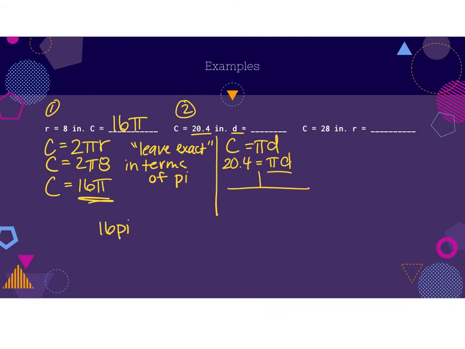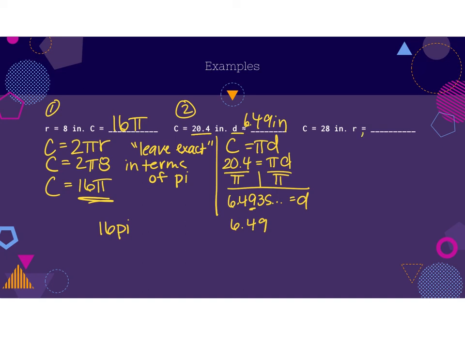We're going to divide both sides by pi. And in this case, you are going to use the pi button on your calculator because we are trying to find that approximation. When you divide, you get 6.4935, and it goes on forever, for diameter. I'm going to round to the nearest hundredth. So 6.49 inches.